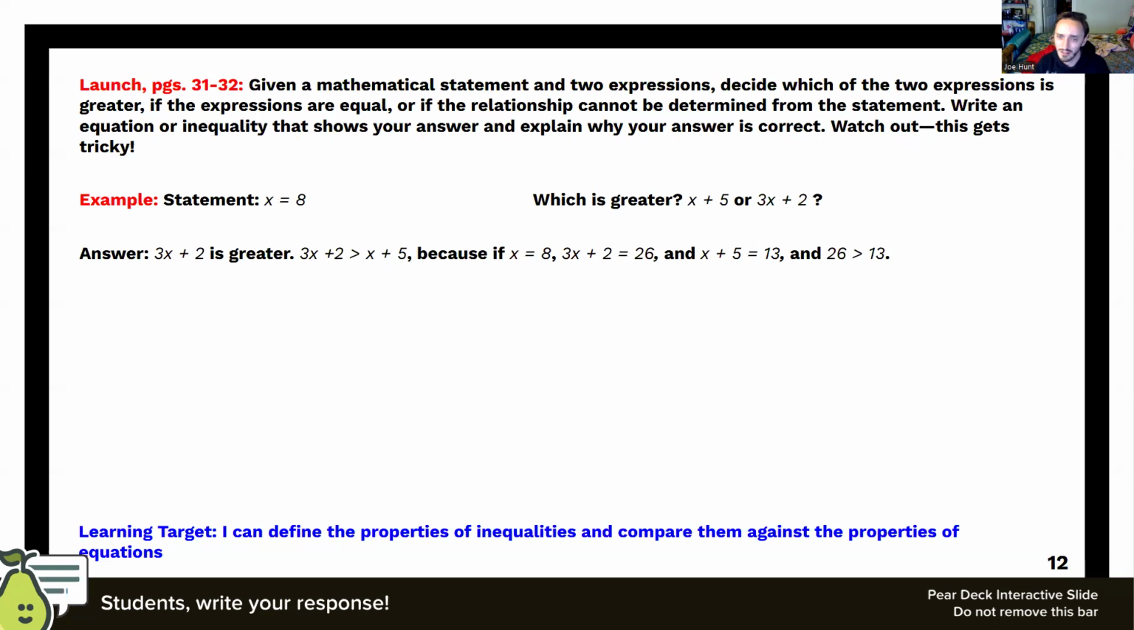So if I put all that together, the result of 26 is greater than the result of 13. I can show that with a number line analysis if necessary, but we'll see here that 3x plus 2 is the greater expression.